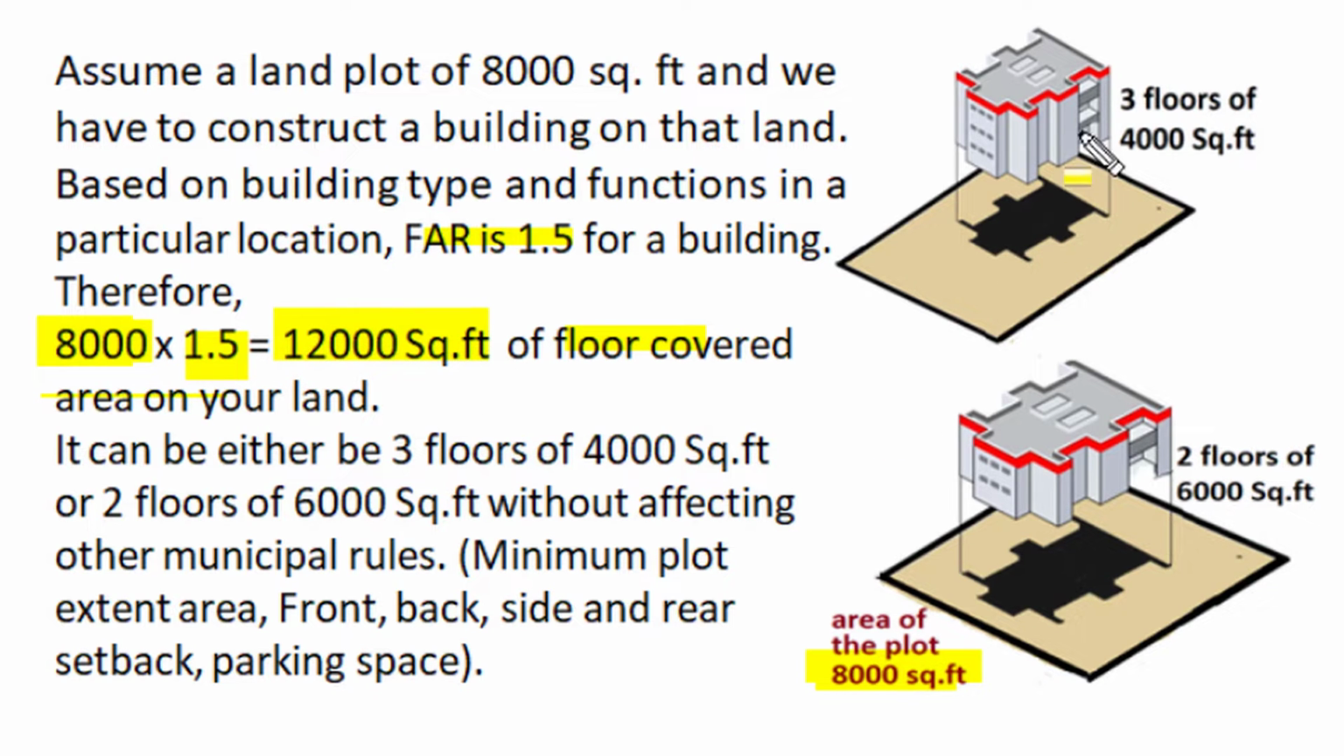So we can construct 3 floors each of 4,000 square feet on that land with FAR 1.5, or if ground coverage is allowed up to 75%, we could have 6,000 square feet ground coverage and it could have 2 floors. Now when we decide height or number of floors and ground coverage, it should not affect other municipal rules like plot extended area, front side setback, back side setback, or rear side setbacks, or the parking spaces.